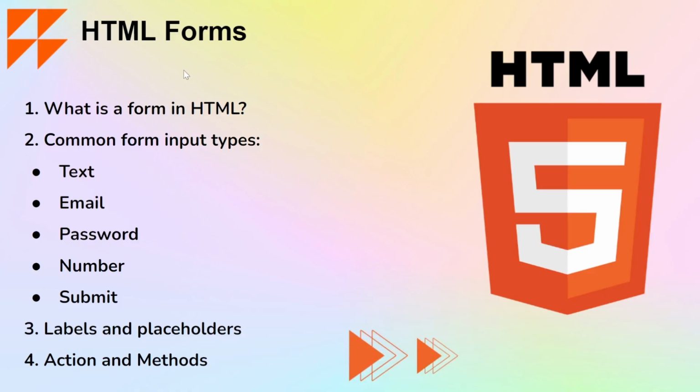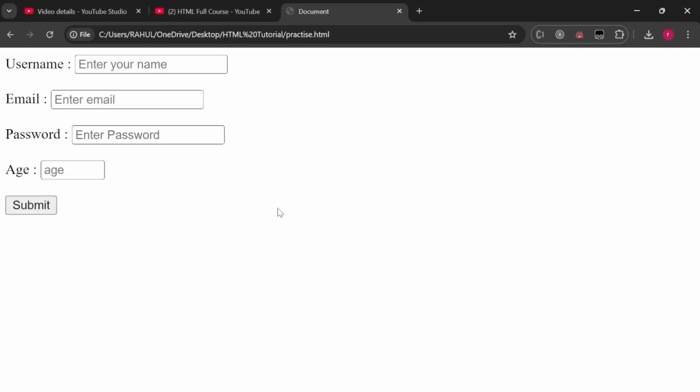Now let us understand what we are going to cover in today's video. First of all, we are going to see what is a form in HTML. Then we are going to see some common form input types like text, email, password, etc. Then we will see what are labels and placeholders, and finally we will see actions and methods while using forms. So let's get started.